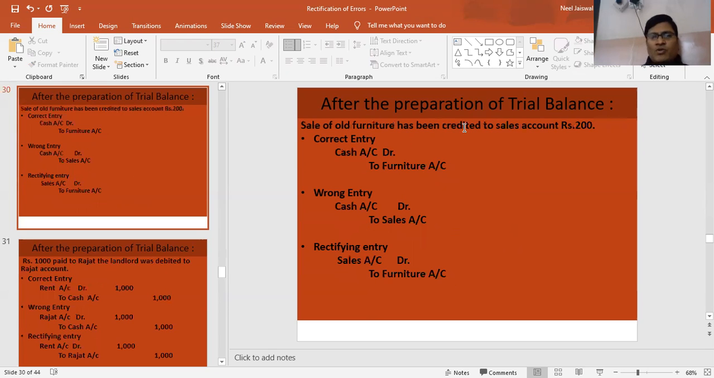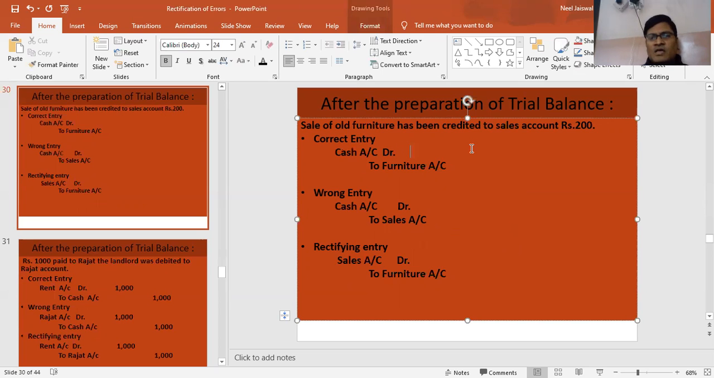Next, one more. Sale of old furniture has been credited to sales account, rupees 200. Sale of old furniture: the correct entry is cash account debit to furniture account. The wrong entry, what you have done, is cash account debit to sales account 200. Cash is correct, but instead of furniture you have written sales account. So you have recorded one of the aspects wrong. Over here you have not recorded the furniture account; you have recorded sales account.